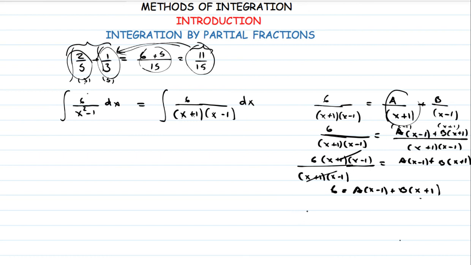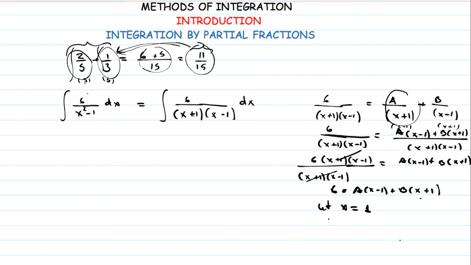So in our case, let us take, for example, x is equal to 1. Why am I choosing 1 here? I'm choosing 1 because if I put 1 here, it's going to be 0, which means this part here is going to become 0, and I'll be able to find out this part over here.